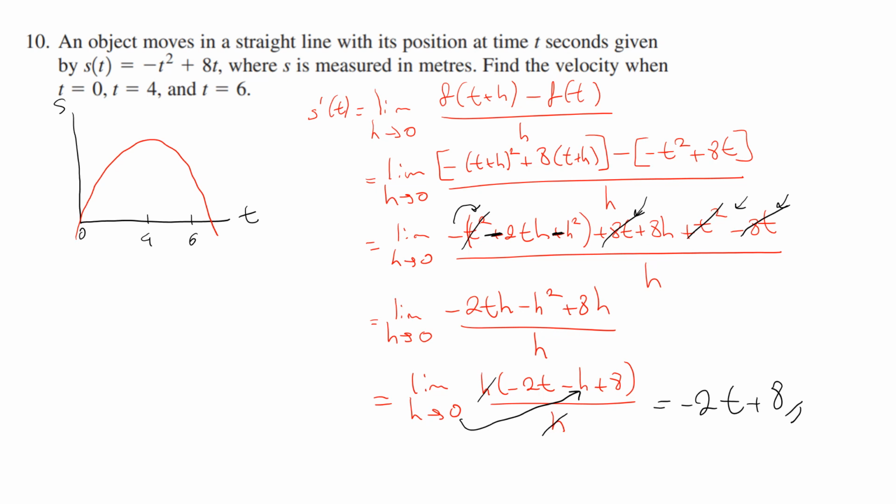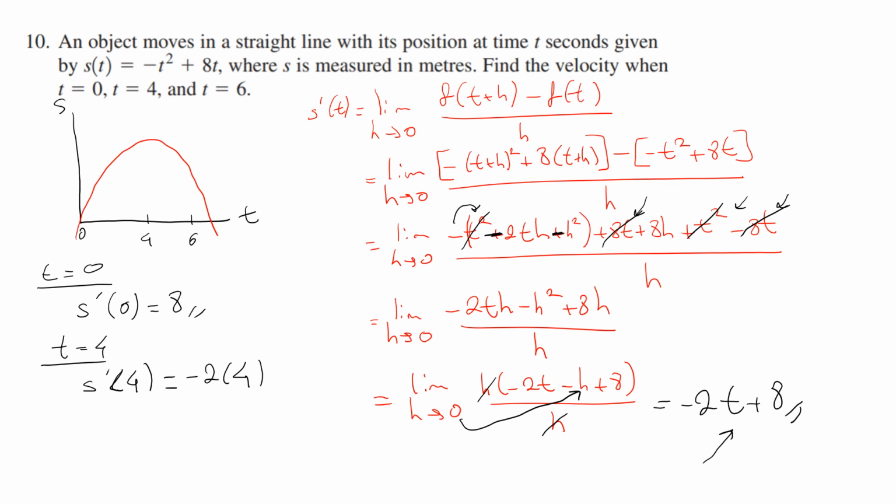So for t equals 0, if I plug in 0 for my t over here, I'm going to end up with 8 for the derivative. For t equals 4, if I plug in 4 for my t over here, I'm going to end up with negative 2 times 4 plus 8, which is going to be 0.